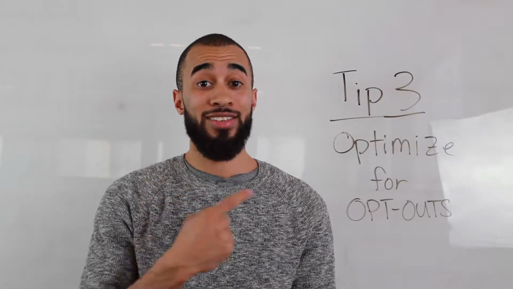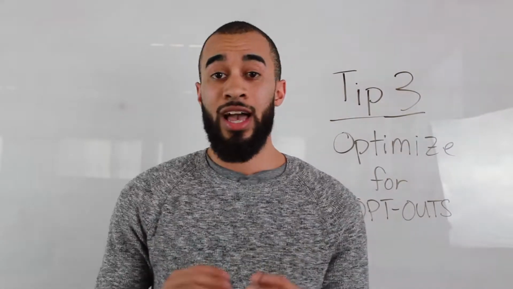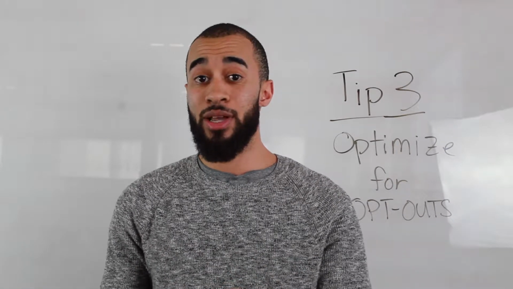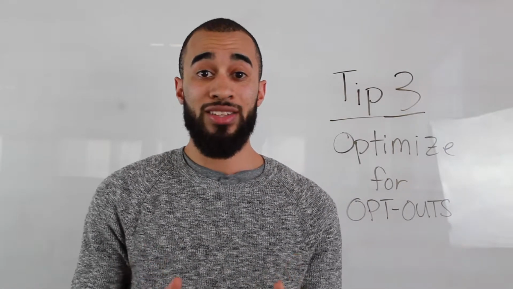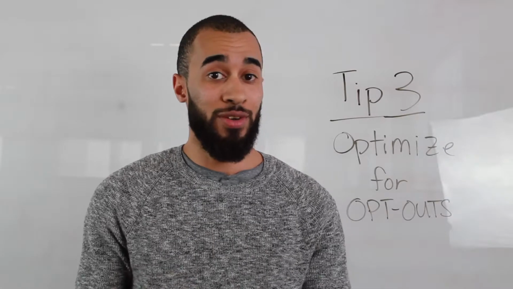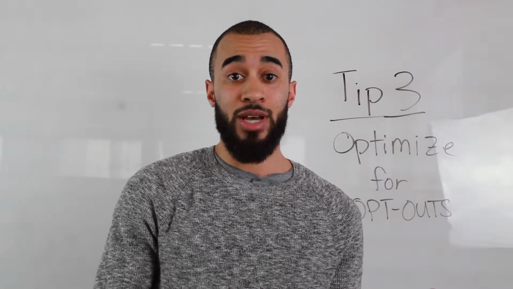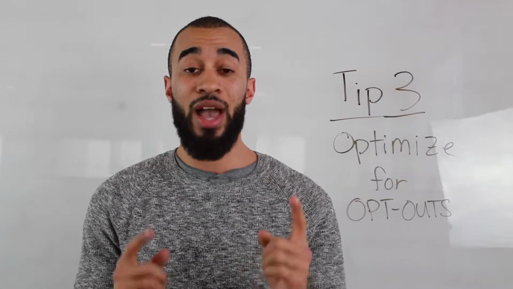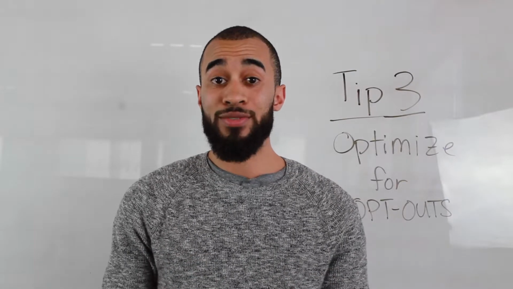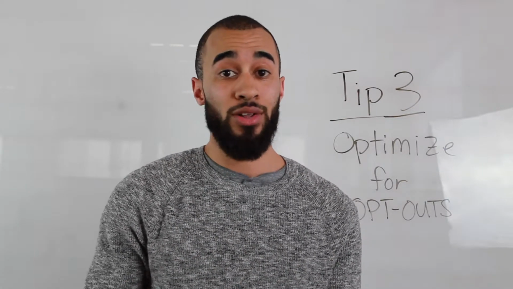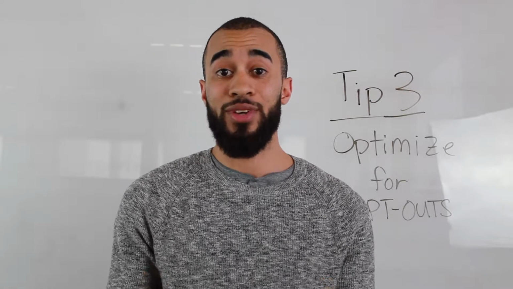Tip number 3 is optimize for opt-outs. I know that sounds a little bit crazy, but let me explain. Optimizing for opt-outs means that you're letting job seekers know that they're not fit for a position really quickly so they can opt out of the experience before they waste your time and you waste their time. Optimizing for opt-outs actually means that you'll have a smaller, more targeted pool of right fit candidates.